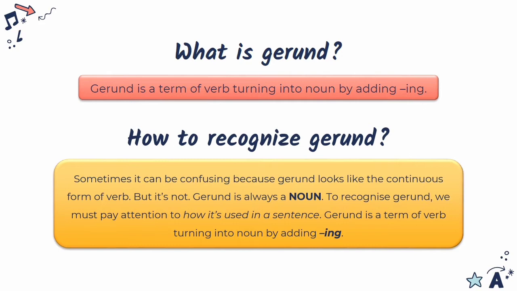And just like noun, gerunds can be used in many different situations. They can be used as the subject of the sentence, the object of the sentence. They can be used after prepositions, and sometimes gerund can be used after another verb. Let's break them down together.